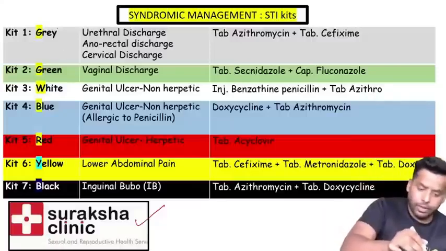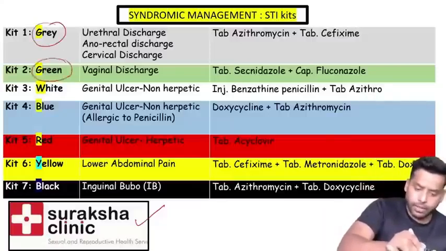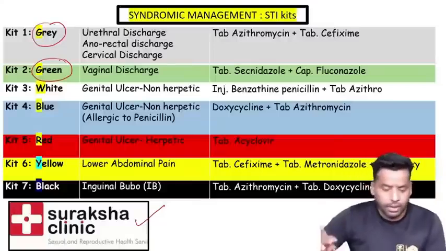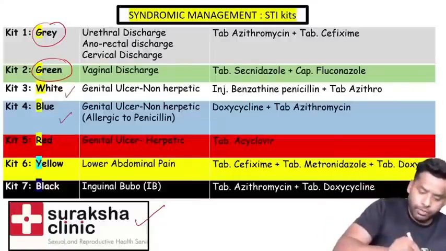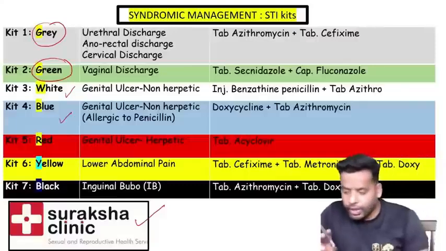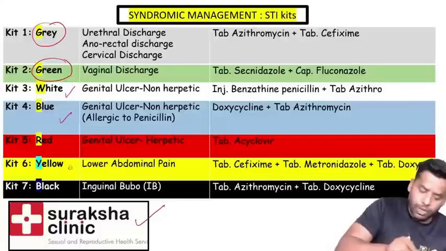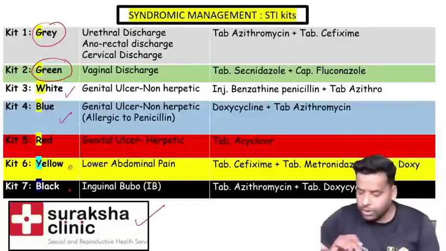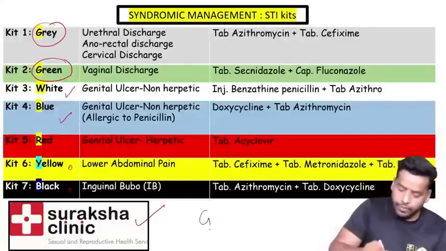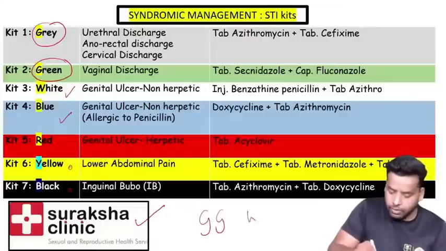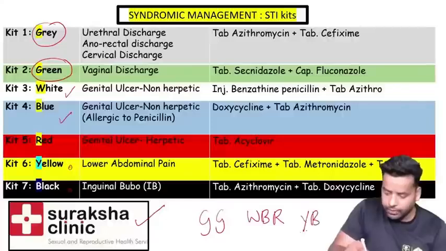Grey, green. Remember the kits. Grey, green. Yes. White, blue, red for ulcers. Yellow and black. Total 7 kits. Grey, green, white, blue, red, yellow and black.